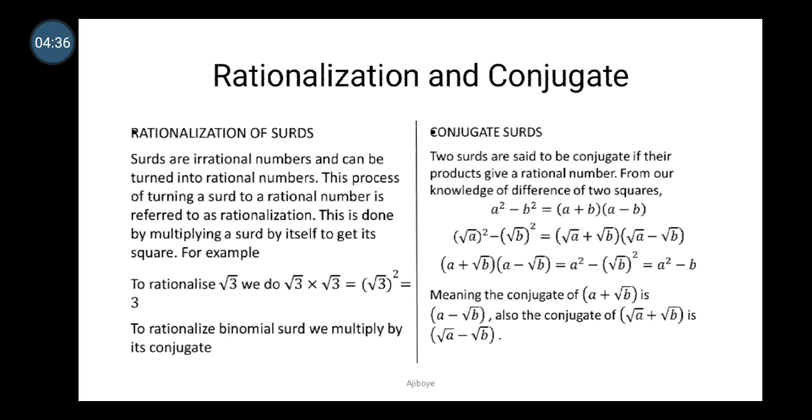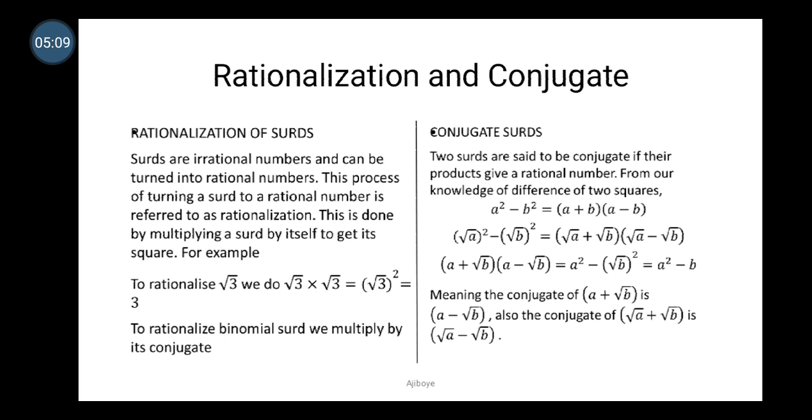From our knowledge of difference of two squares, we know that a squared minus b squared is equal to a plus b, open bracket and close, a minus b, open bracket and close. You can see there that we'll be multiplying two things, and they are also binomial. So if you are multiplying two binomial surds, you can therefore get the square of the square root and the square of the other square root.